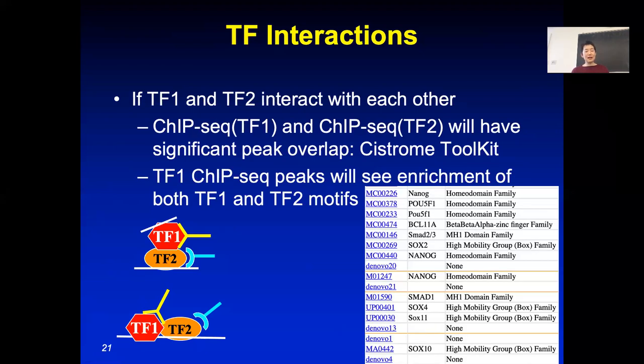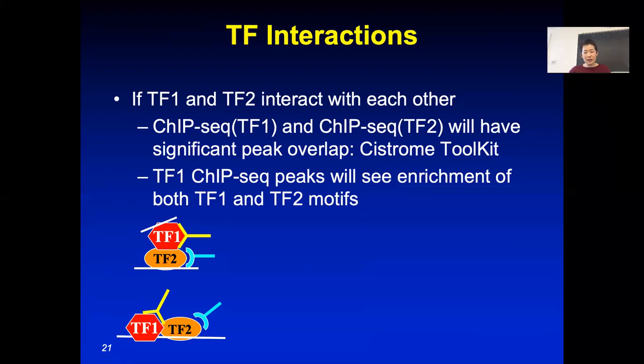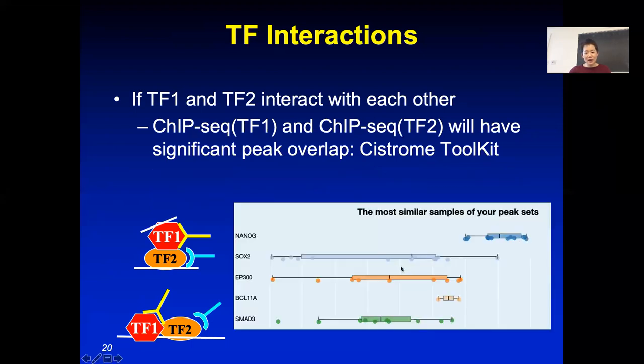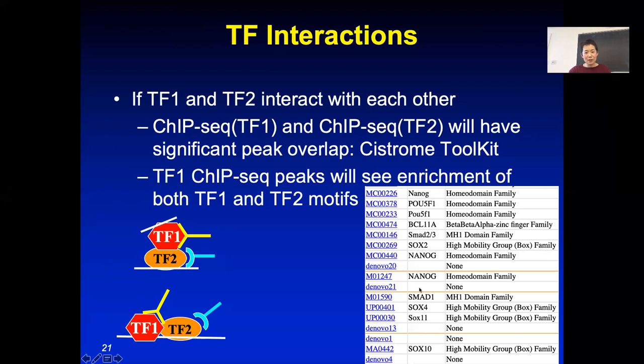And that's exactly what we did in the first transcription factor ChIP-seq data that we published early on. So for example, this is the Nanog ChIP-seq here. When you look at the motif that's enriched, you see the Nanog motif here, and you see the SOX motif. Remember in the previous slide, we showed that there is a significant overlap of Nanog with SOX. And you do see that the SOX motif is enriched.